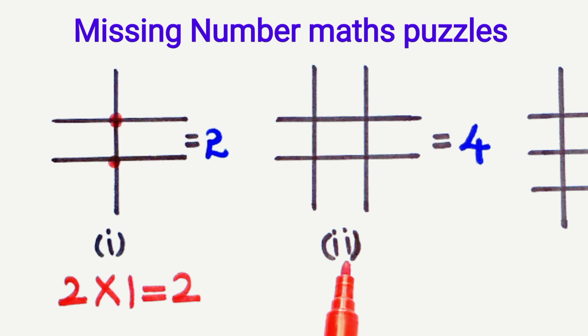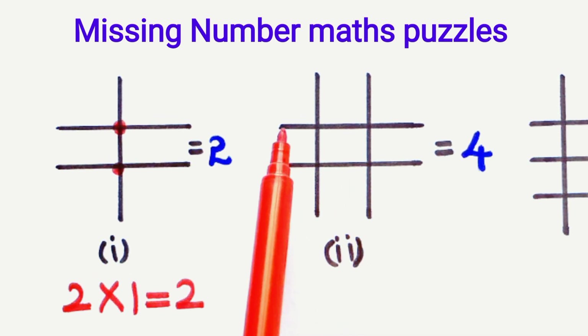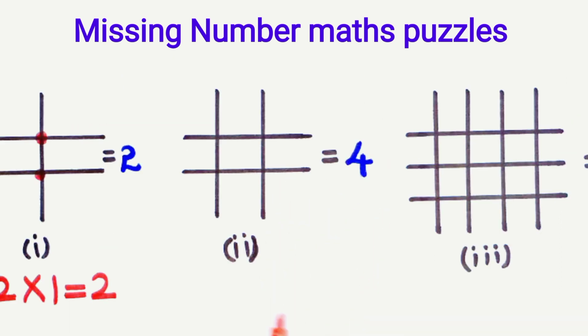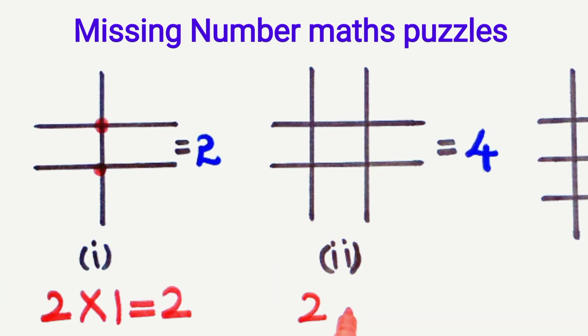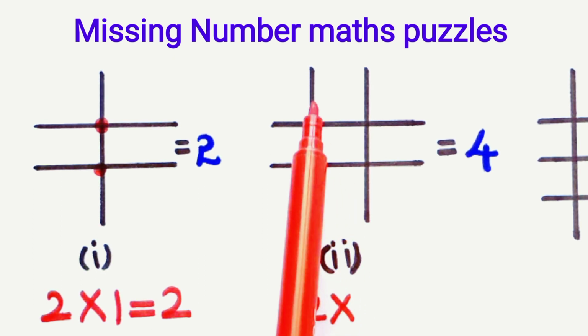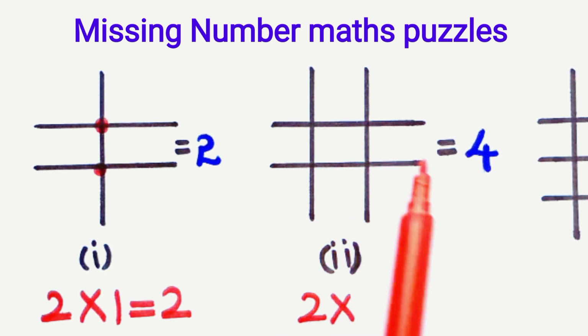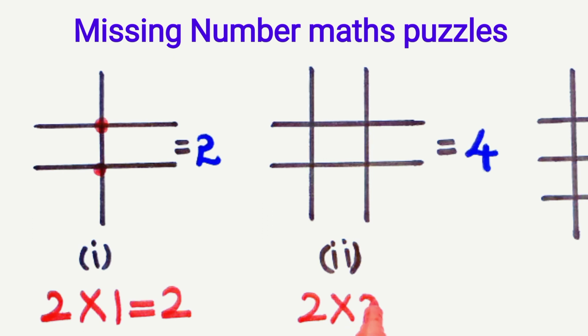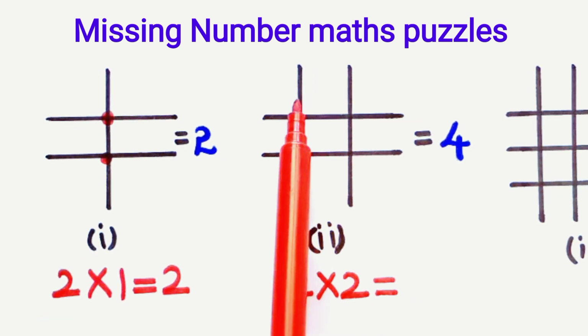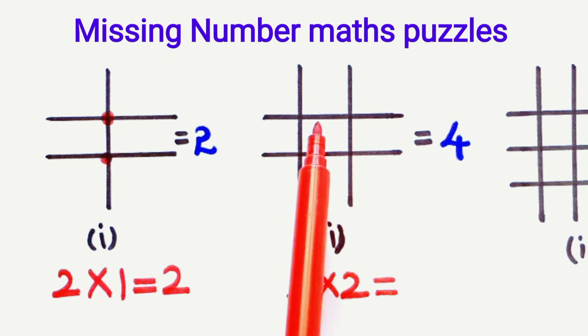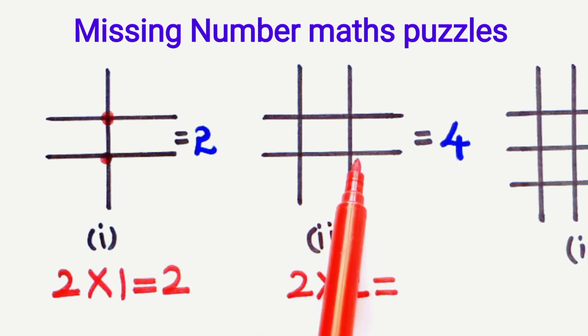Now look at the second figure. So in this second figure, how many parallel lines are there? Again 1, 2. In this figure, we have 2 parallel lines. And how many intersecting lines are there? This is 1 and this is 2. So we have 2 intersecting lines in this figure 2. So in the figure 2, these two vertical lines are intersecting these two parallel lines at how many points? Let us see.